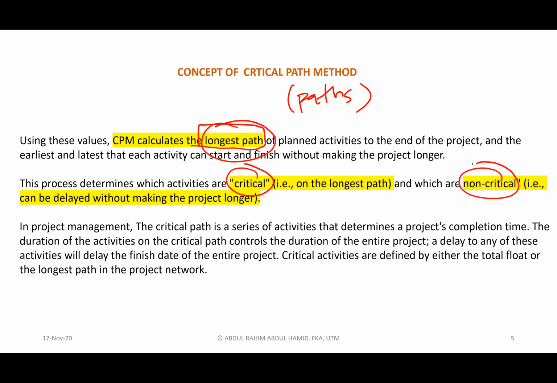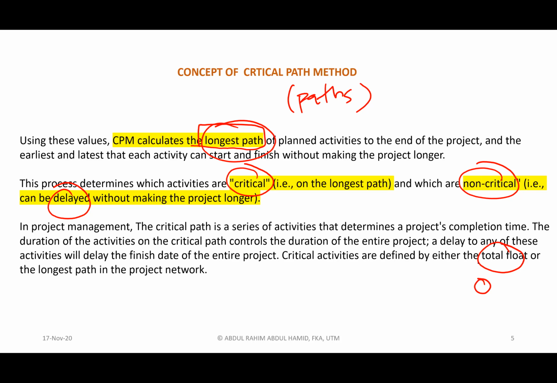Basically, we want to know whether they are critical or non-critical activities, because it has something to do with regard to delay. Delay means whether we can have extra time, or we can play around with the timing or the completion of certain activities. So for critical activities, we can consider that the activity basically has no free time. Here, total float is zero.